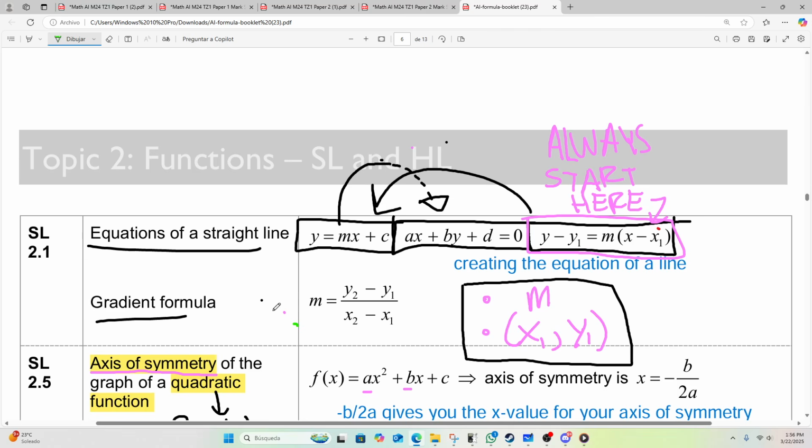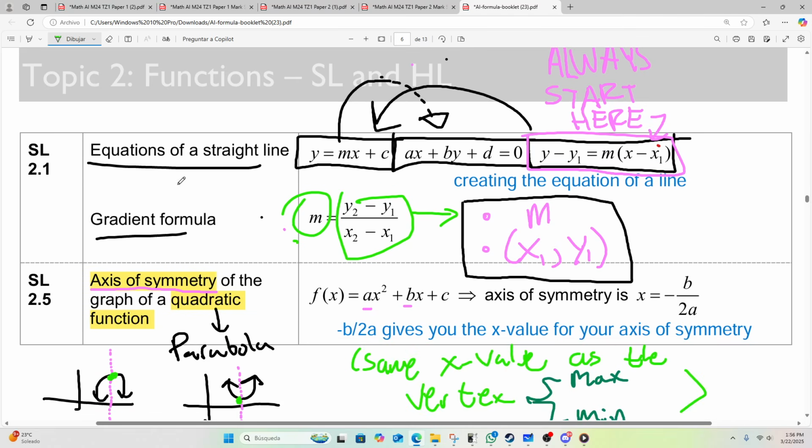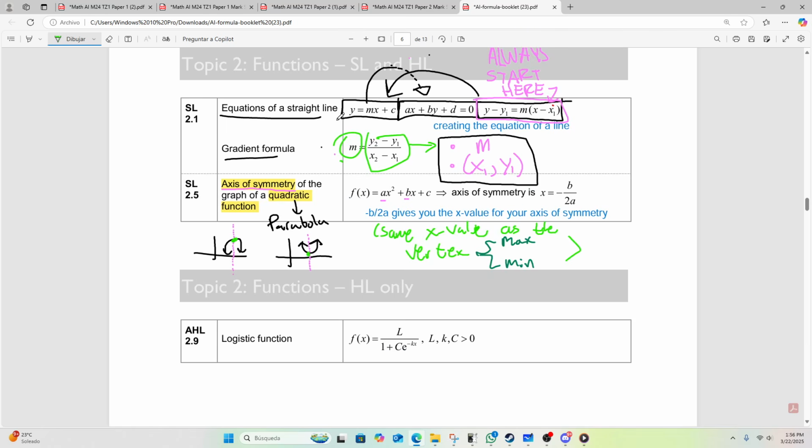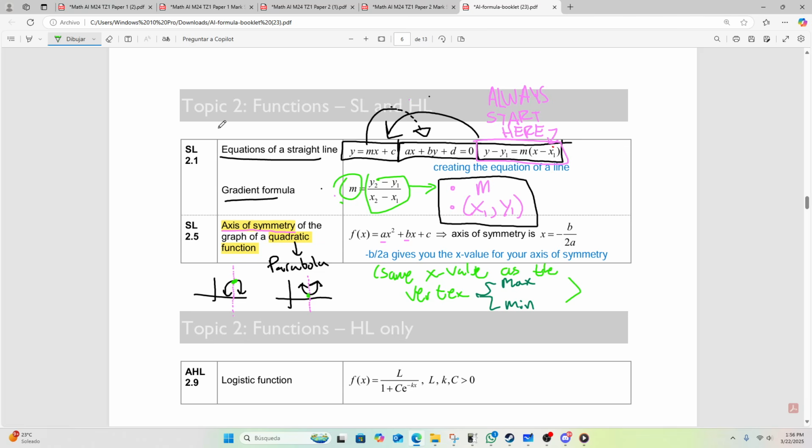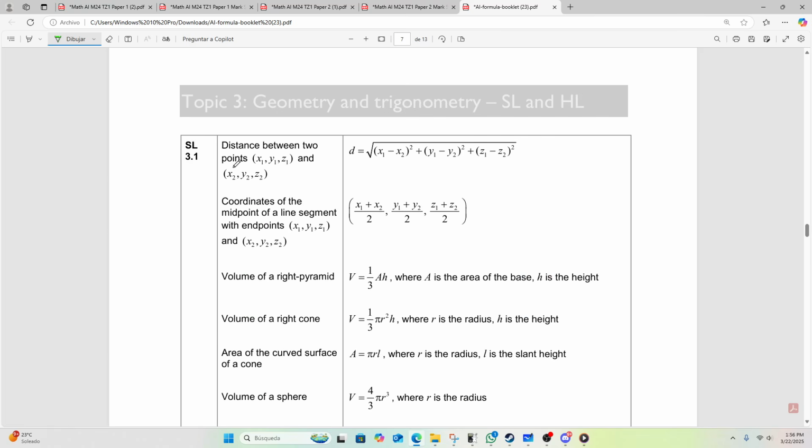And you also have, for gradient, the slope. So if you need to find m, you can also use this. Not bad, not bad. That is something a little more quickly for topic 2. Topic 3 gets kind of crazy. Topic 3, we are finally talking about geometry and trigonometry. Not too exciting, but absolutely necessary.